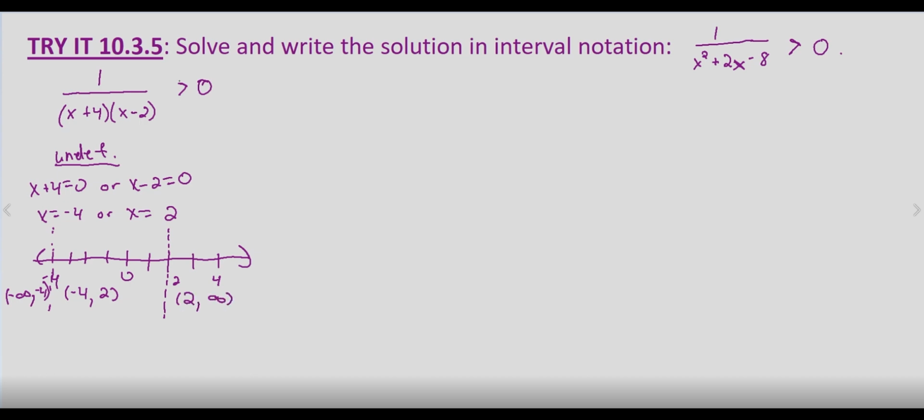And notice that our final solution is not going to have a square bracket. It's not going to be inclusive because our inequality is strictly greater than. So now we will test a point in each one of these intervals. So let's just use x equals negative 5 for our first interval. x equals, let's just go with 1 for our second interval. And x equals 3 for our third interval. We're just choosing a value that's in each interval, and then we'll test that.